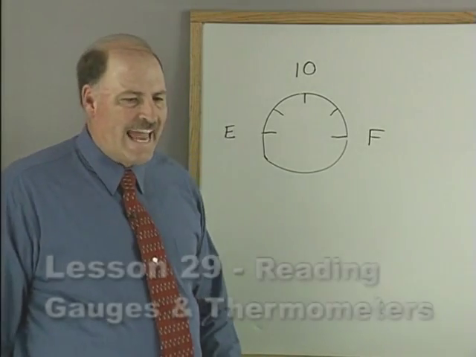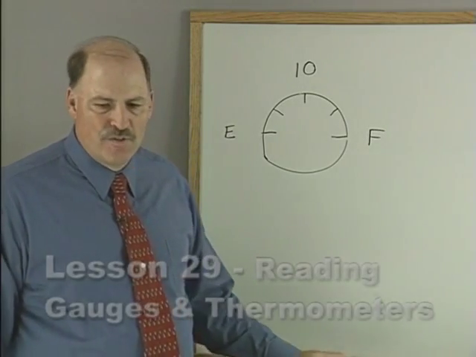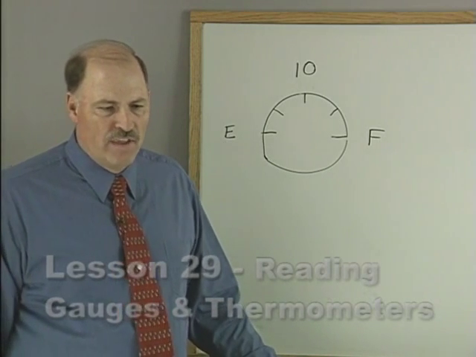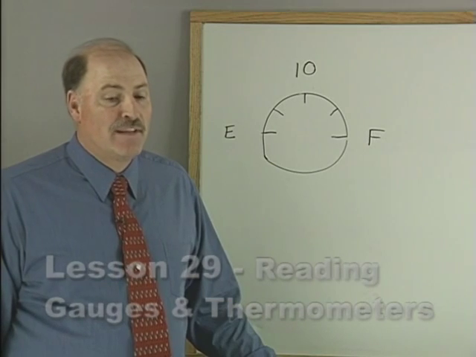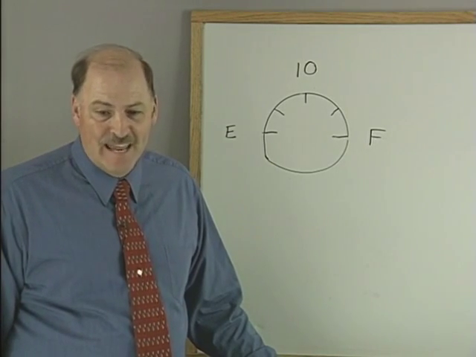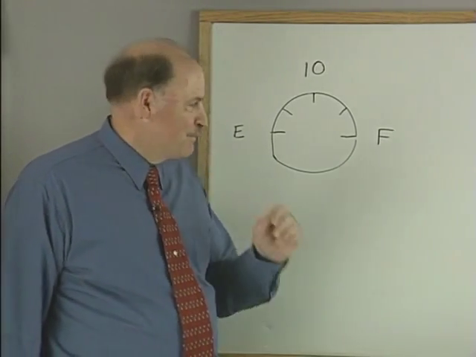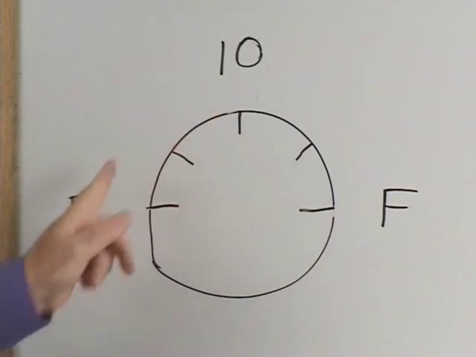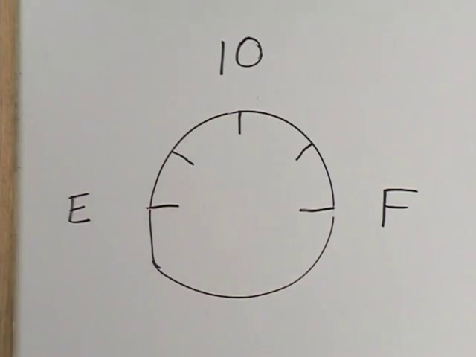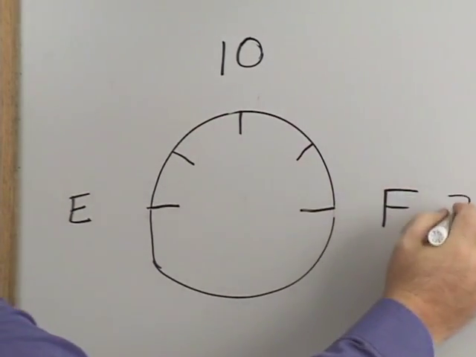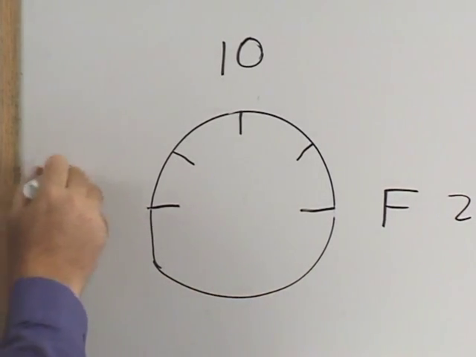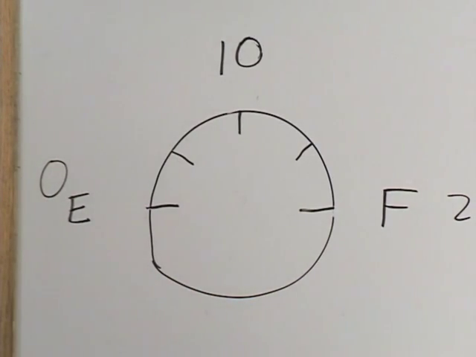This is called a gauge. Which kind of gauge do you think that is? What do you think the E and the F stand for? Well, because I have one of these in my car, and it's called empty and full. This is my gas gauge. And if it's 10 to here, how many gallons do you think there are totally in the tank? 20. So this would be 20 over here. This would be 0 over here. This is where it's empty, right?